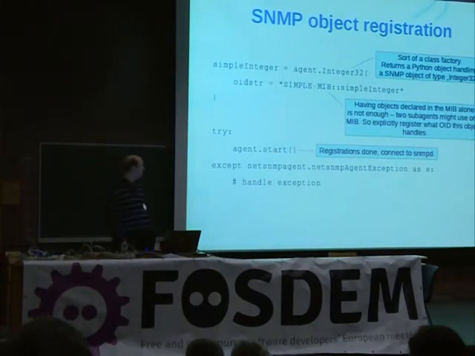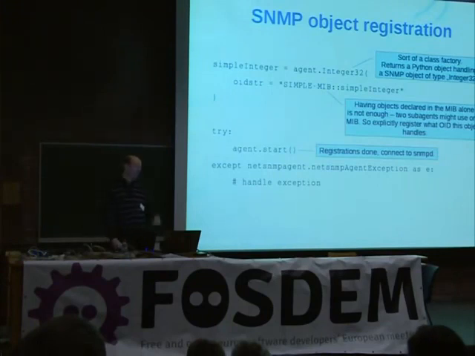Once you've done that, you've registered all your SNMP objects. I'm speaking of SNMP objects because you could just as well register a table. A table is basically rows and cells of simple scalar values. Once you've done that, you call agent start.